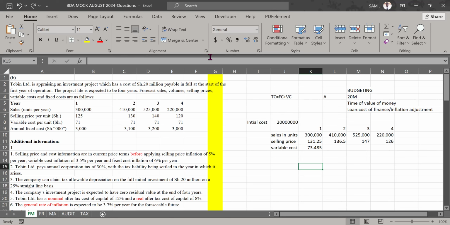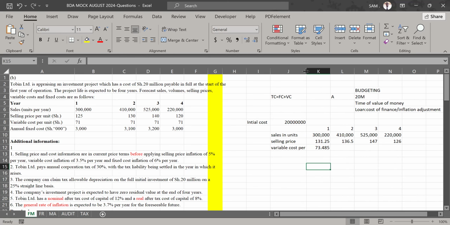My cursor has started bringing me some little issues here. Let me just take care of it. Good. All right. Per unit like that.